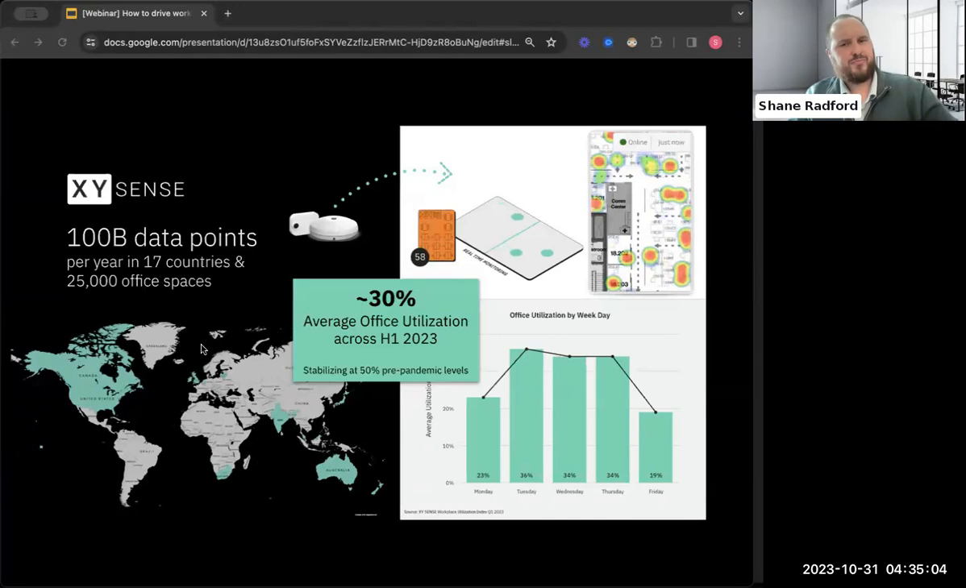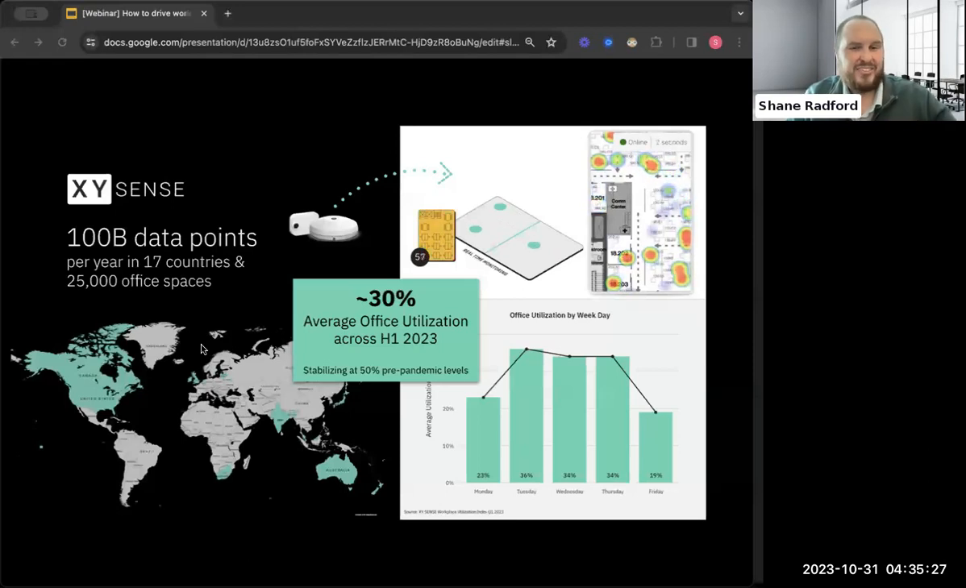So how do we know this? Well, our sensors are collecting an immense amount of data. With readings being taken every 2 seconds, we're capturing data from 25,000 office spaces across 17 countries for a total of 100 billion data points per year. You heard that correctly, 100 billion data points.